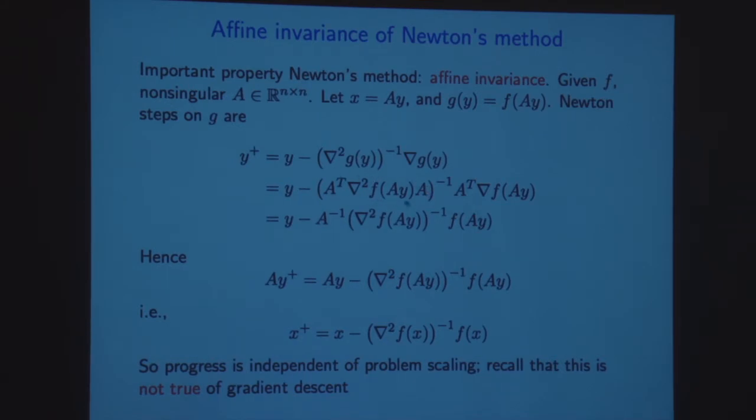If I were just to extract the terms here, assuming that this linear transformation is invertible, so assume A is invertible, then I get A transpose inverse out here. It cancels with this A transpose, and this A becomes A inverse. So this Newton step is just y minus A inverse the Hessian of f at Ay, inverse, the gradient of f at Ay. So the Newton step just looks like this.